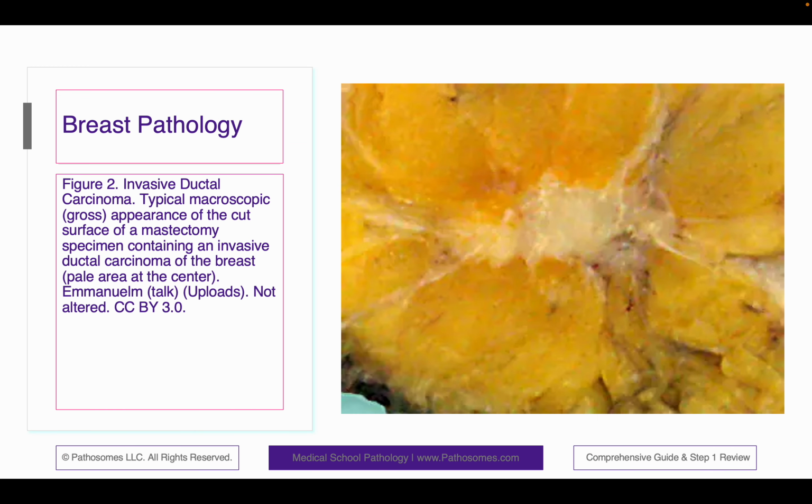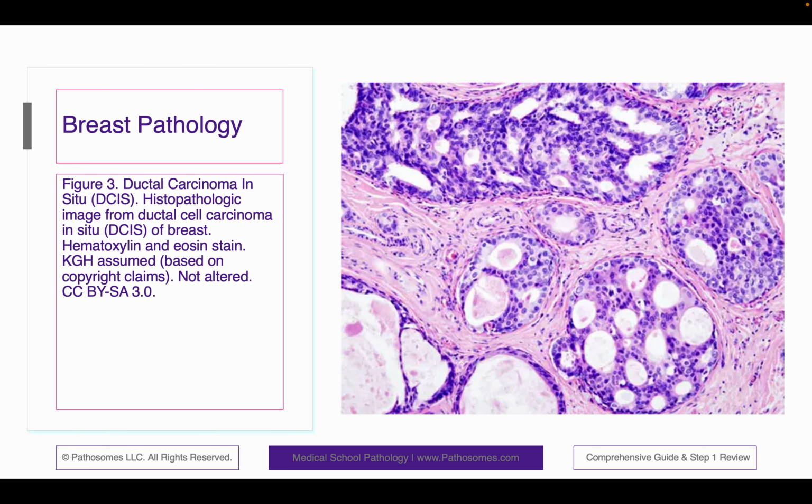And here we can see a picture from a breast specimen that was removed from a patient, showcasing invasive ductal carcinoma. This is what it looks like grossly. And here we have the microscopic image from a histologic sample that had ductal carcinoma in situ. Notice all the small cribriform glands.